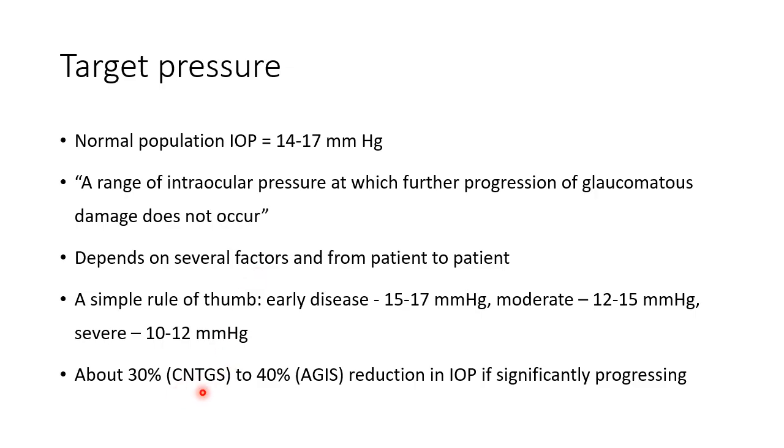These have been given by some landmark trials in glaucoma. CNTGS stands for Collaborative Normal Tension Glaucoma Study. AGIS stands for Advanced Glaucoma Intervention Study. So these are very big landmark and very important trials. They have given thresholds such as 30% or 40% reduction from the baseline IOP if you find that the glaucomatous damage is significantly progressing.